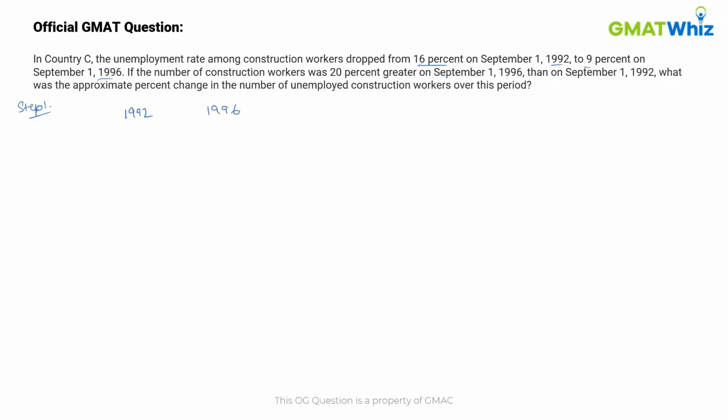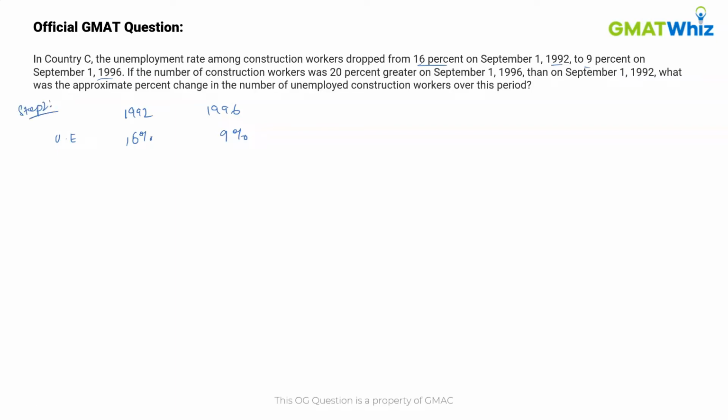Now, we are given that the unemployment rate is equal to 16% in 1992 and it dropped to 9% in 1996. We are also given that the number of construction workers was 20% greater on September 1, 1996 than on September 1, 1992. Now we have to find the approximate change in the number of unemployed construction workers. Now we move on to step 2, which is understanding how to solve this.